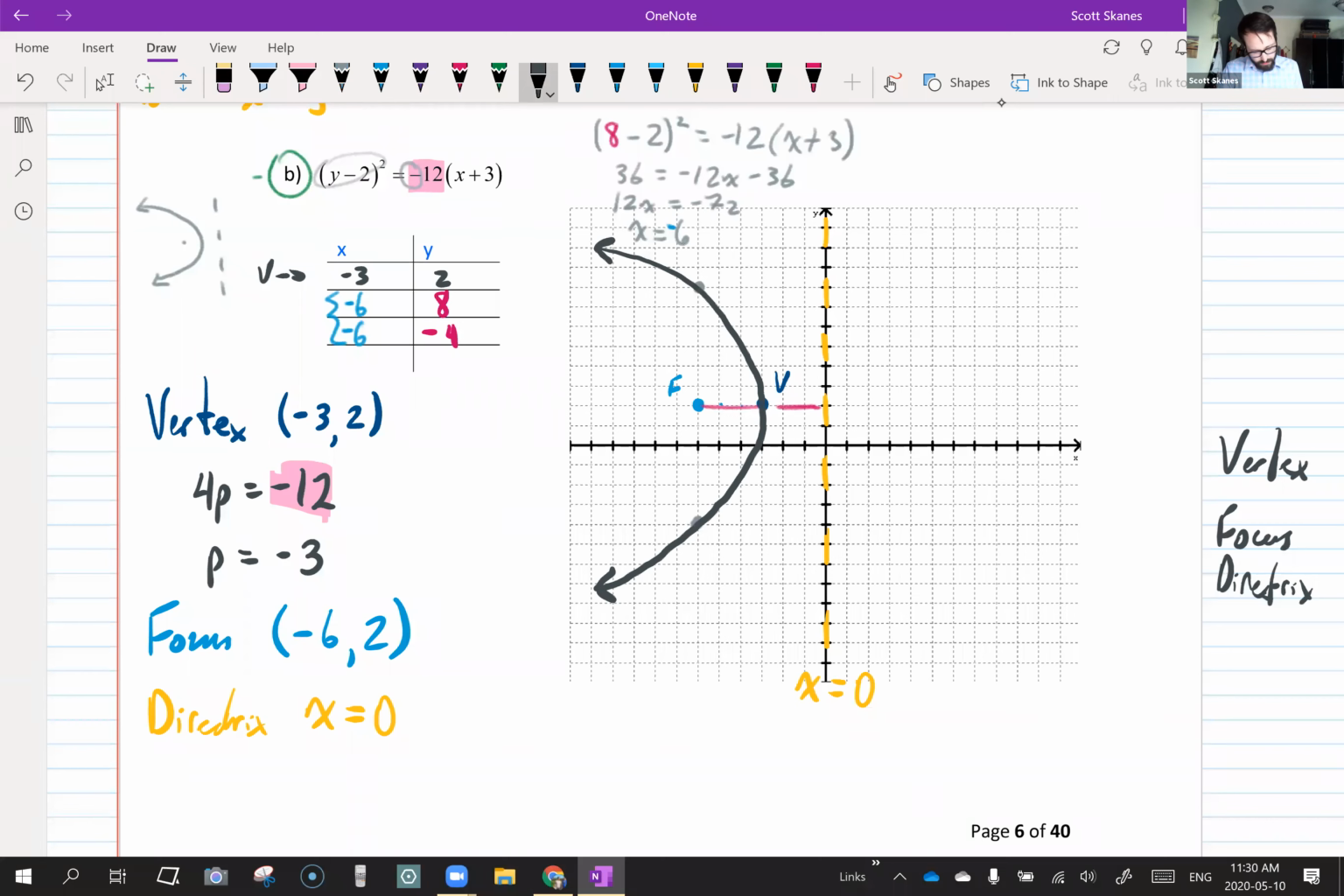And you get something like this. Again, it doesn't need to be perfect, but you should at least have a function that looks very similar to mine. It's not this tiny little function. It's not this giant stretched out function either. It's this function. Okay. Most of the marks for these, I'm going to focus on vertex, focus, and directrix, and then use the table values just to help you out. Okay, any questions on that?